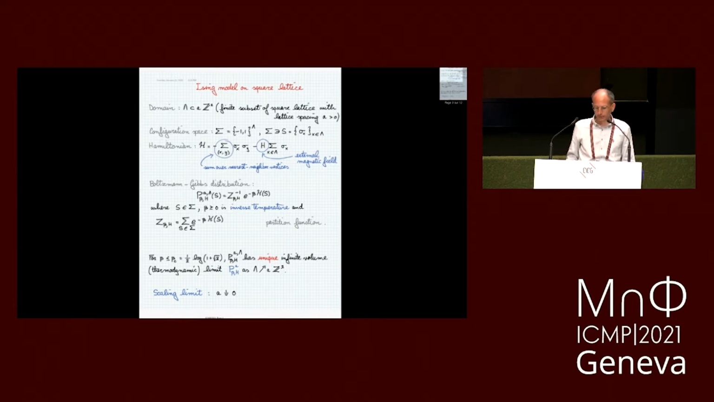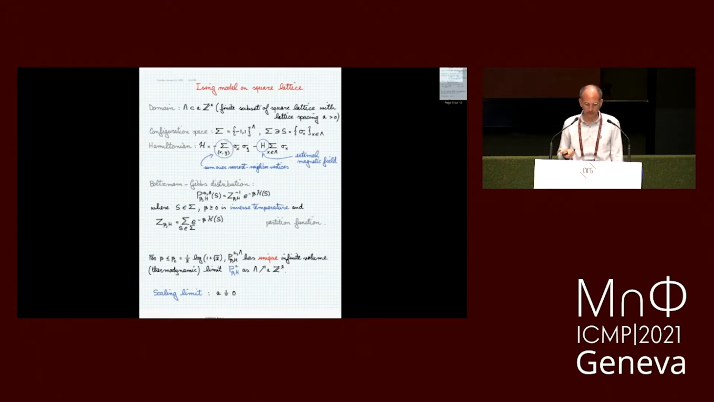I do that in the usual way, starting with a Hamiltonian, which is a function on the configuration space. It contains two parts. One part is a sum over all nearest neighbor vertices of the products of these sigma or spin variables. And then there is a second part which is proportional to the sum over all the spin variables, and the proportionality constant is to be interpreted as an external magnetic field.